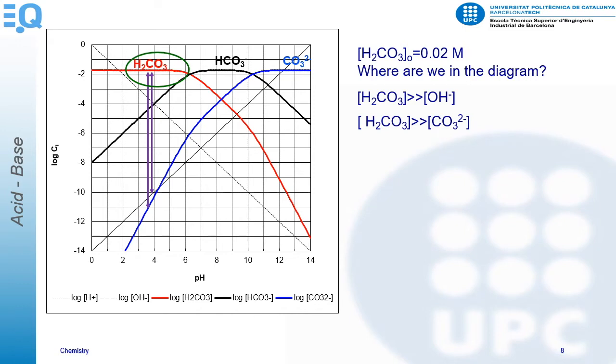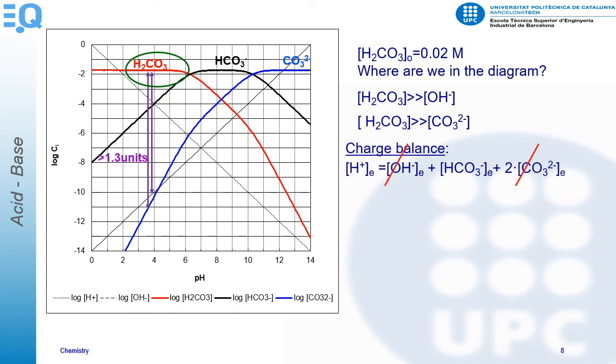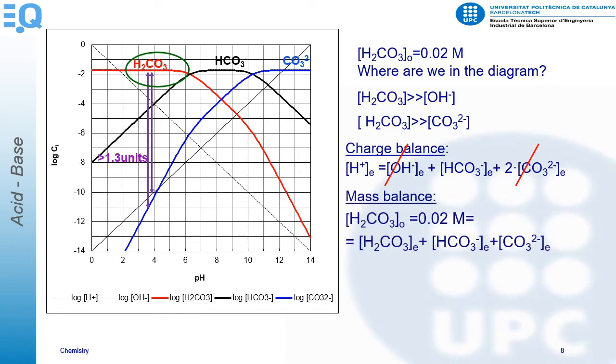In the diagram, we can see that the lines of hydrogen cation and hydrogen carbonate anion cross at the vertex of the triangle where we are. The crossing means their concentration is the same at this pH and can be neglected from the mass balance as it is at least 1.3 logarithmic units smaller than the concentration of carbonic acid.